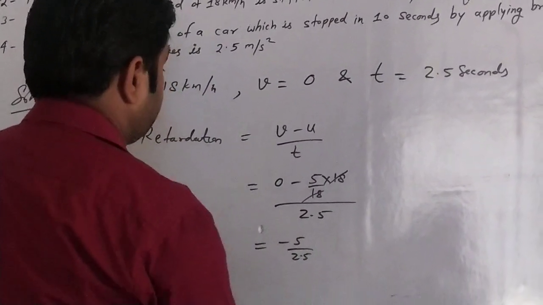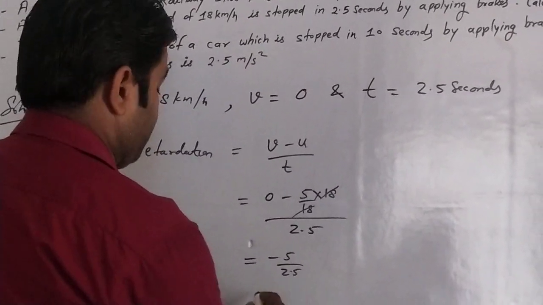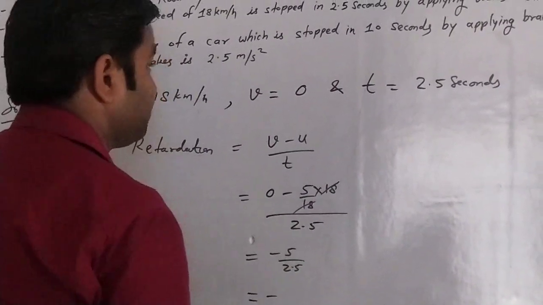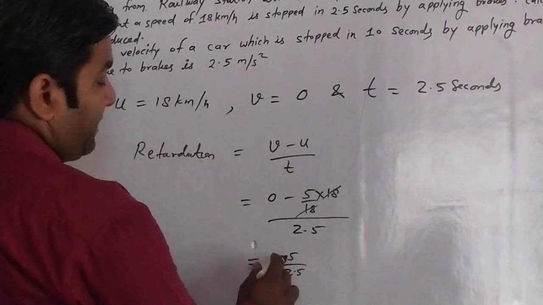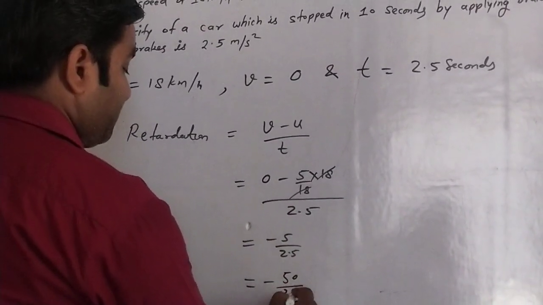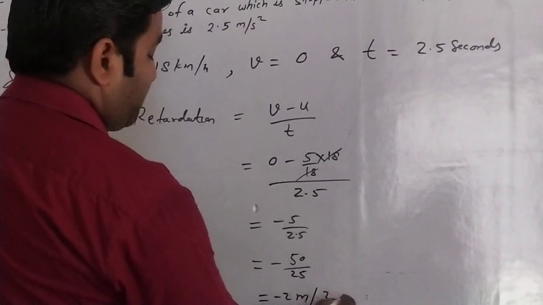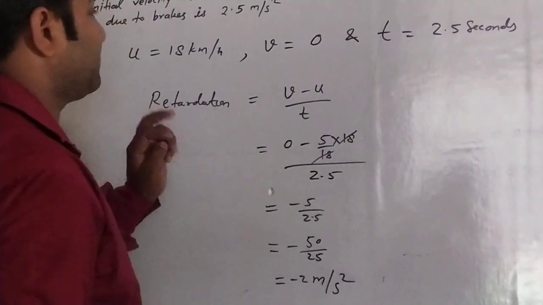This becomes retardation in negative sense. 50 upon 25 is equal to minus 2 meter per second square. Here, negative value means what? That is the retardation concept.